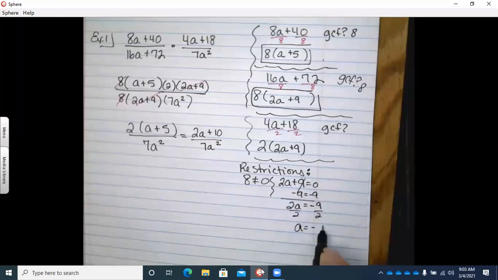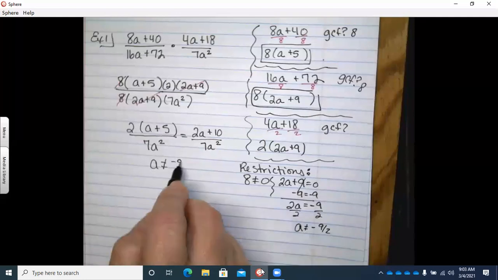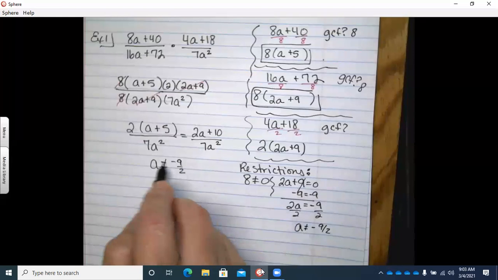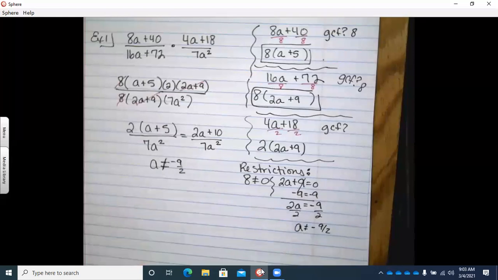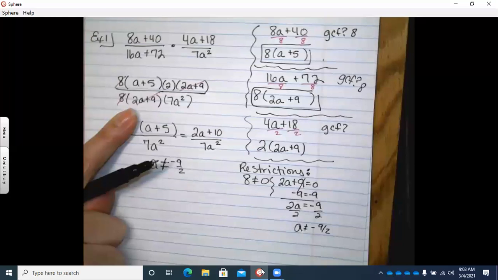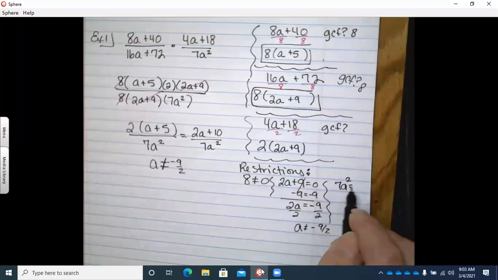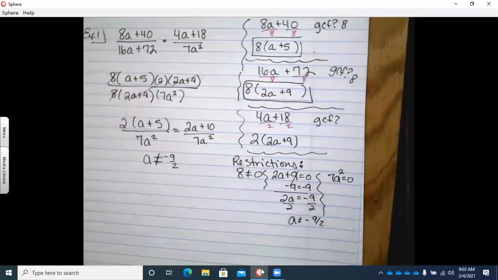So that's a restriction. We don't want a to equal negative 9/2. Notice I put an equal sign and a little slash through it. That means a can't equal that because that would give me a 0 in the denominator. Because 2 times negative 9/2 is negative 9, plus 9 is 0. 7a squared is the other factor. Set it equal to 0. How will I solve that?